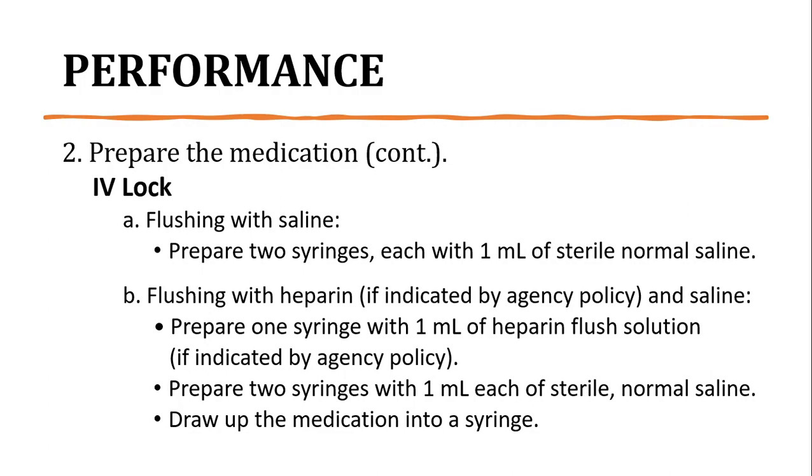The second one is to prepare the medication with the IV lock. First is flushing with saline. Prepare 2 syringes, each with 1 ml of sterile normal saline. Flushing with heparin, if indicated by agency policy, and saline. Prepare 1 syringe with 1 ml of heparin flush solution, if indicated by agency policy. Then prepare 2 syringes with 1 ml of each sterile normal saline. Then draw the medication into a syringe.